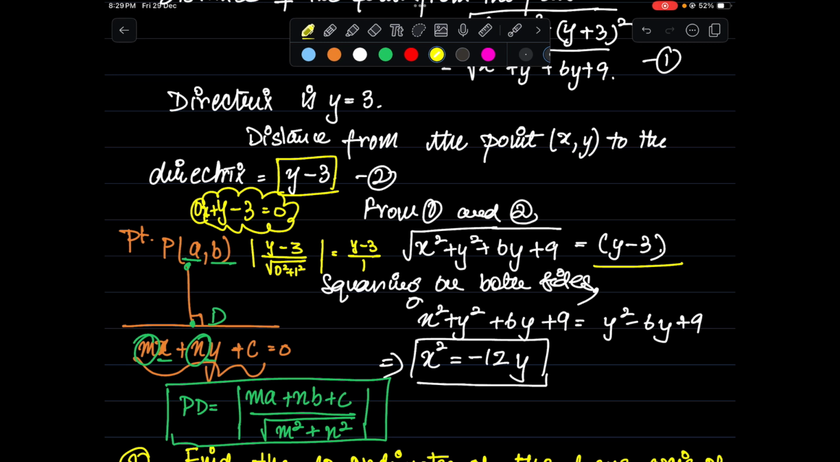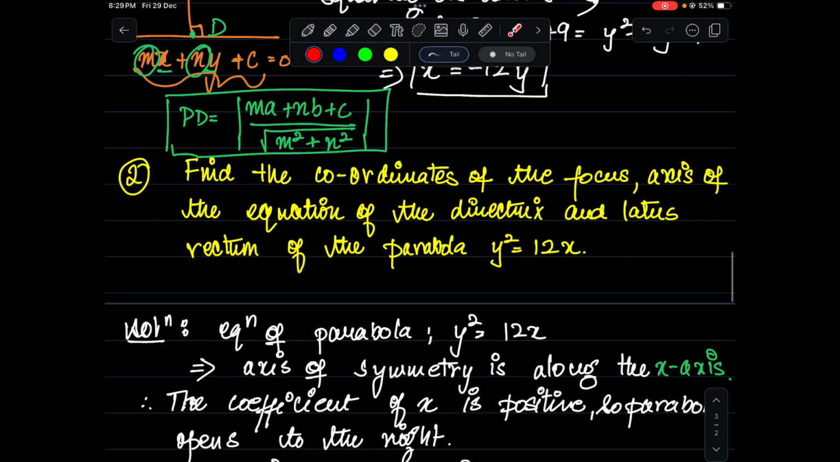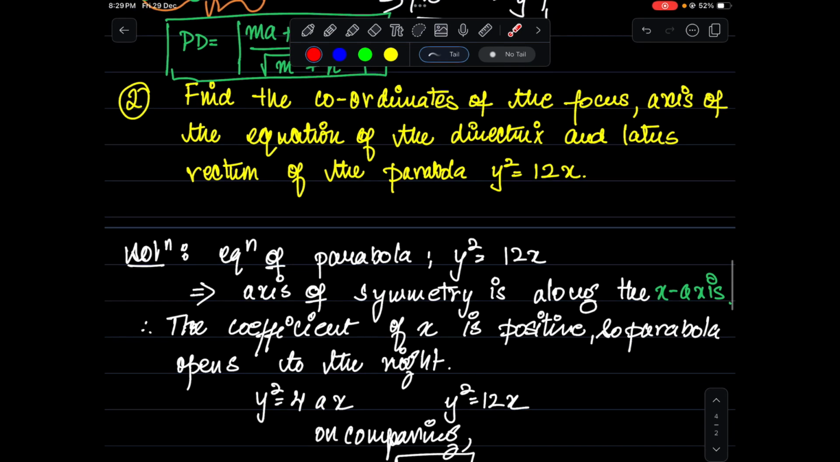Now I am going to equate both of them. Then I need to get rid of the square root, so I will square on both sides and eventually the terms will get cancelled, as you can see. This will go to this side, so it will become minus 12y. So this is what we get. I hope it's clear. Now coming to the next question.